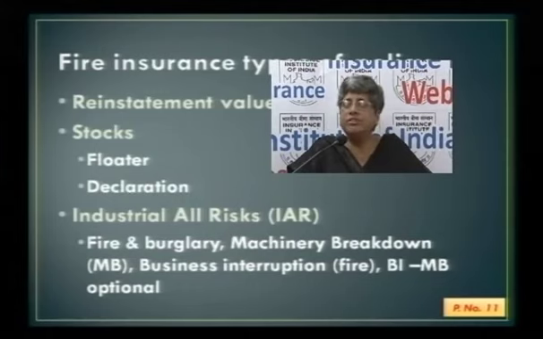Then there could be business interruption because of fire, that is an impact on the business expenses and profits of the company because of a fire. So business interruption for fire, and an optional cover of business interruption for machinery breakdown. So the only optional cover is for machinery breakdown. Otherwise, fire for all the properties, machinery breakdown, as well as electronic equipments, and fire business interruption is covered.